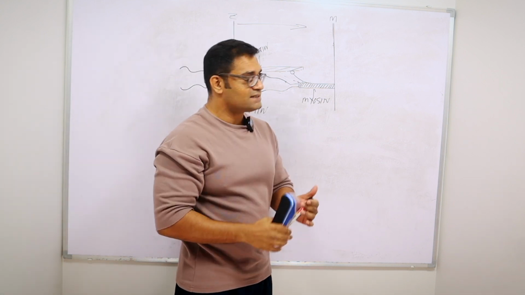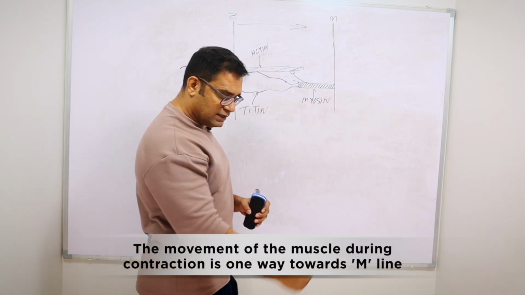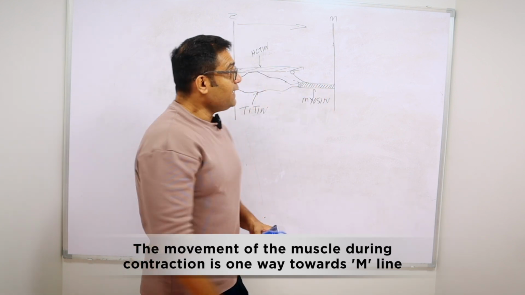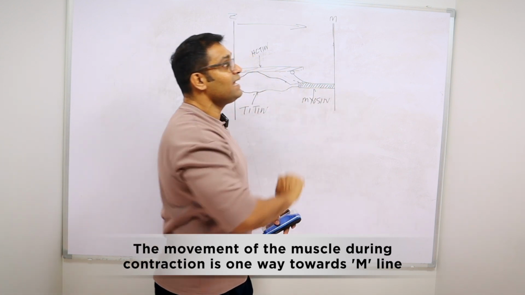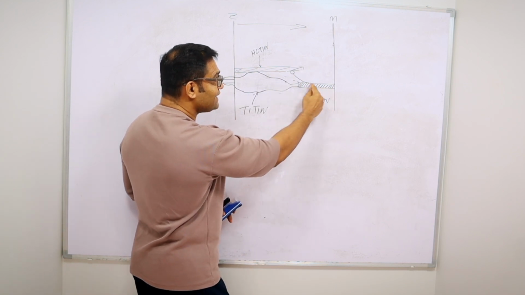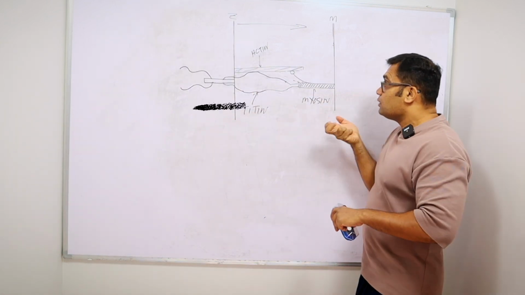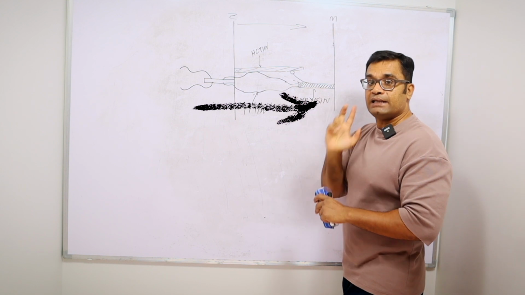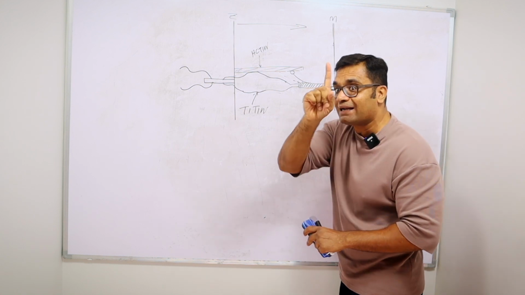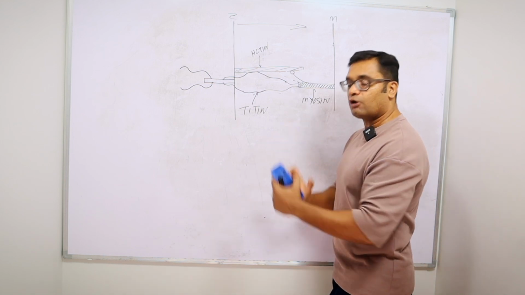Now, understand this, that the movement of the muscle during this contraction is a one-way ticket. It only moves towards the M line. This myosin head will attach to the actin and pull it towards the M line. It cannot attach and push it towards the Z line. That doesn't happen. It's a one-way ticket towards the M line, towards the center of the sarcomere.